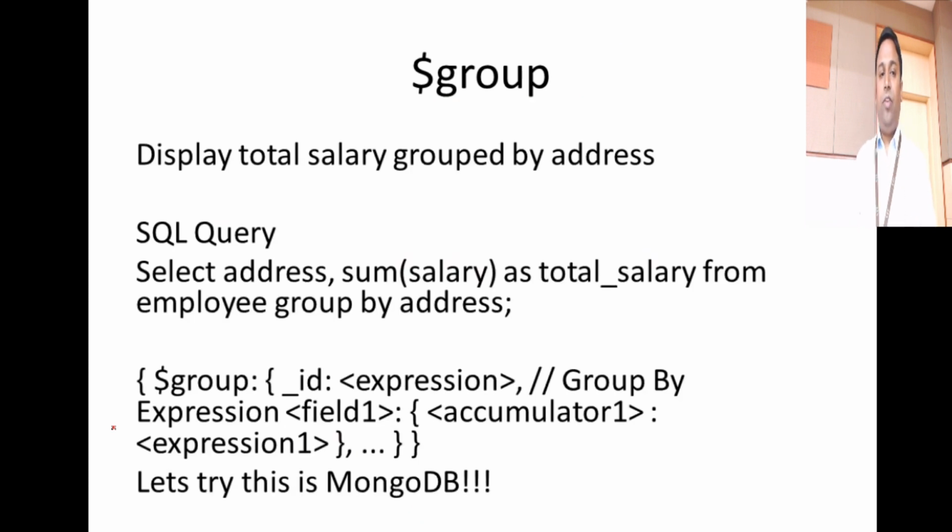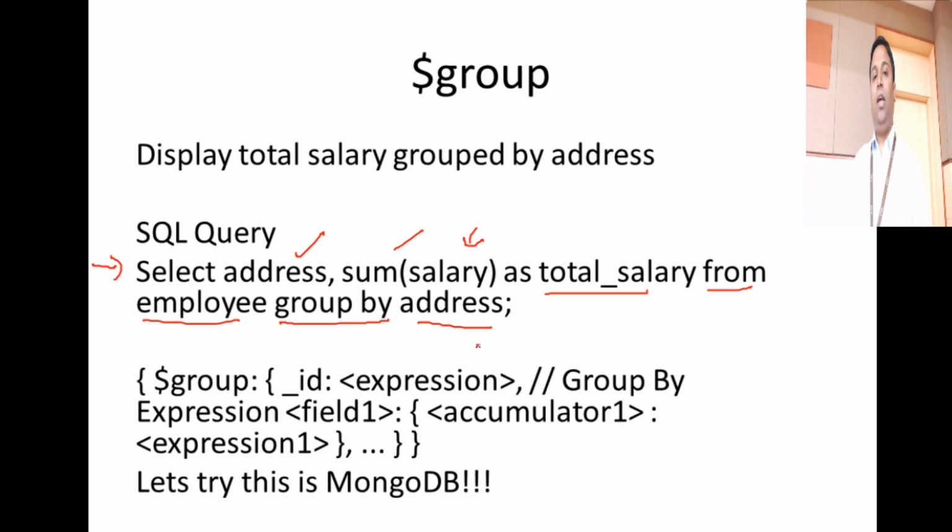So I have given the SQL query here. How will you write a SQL query for grouping something? It's nothing but select address, sum of salary, where you apply the function, as total salary. This is the alias for the sum of salary. From table name employee, group by is the clause, address is the ID on which we are grouping. When you map that to the aggregate method in MongoDB, this is how it works.